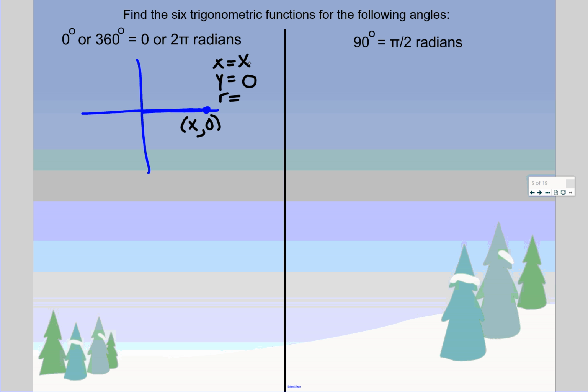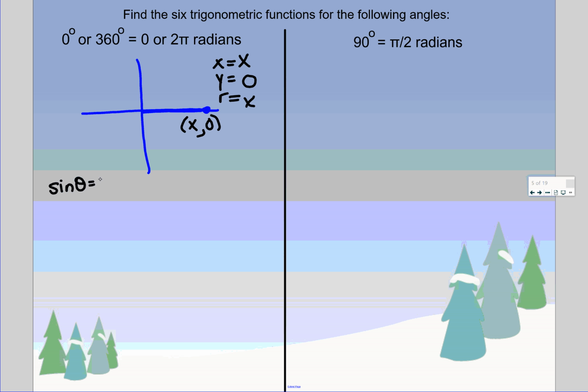R is a hypotenuse if we have a triangle. If it's not a triangle, we would just want to think about the definition. It's the distance from our point to the origin, right? That's what it is in all those triangles, the distance from our point to the origin. If this is the point x, 0, how far is that point to the origin? X. So r is also x here. If you can find those three things, you can find all 6 trig functions.